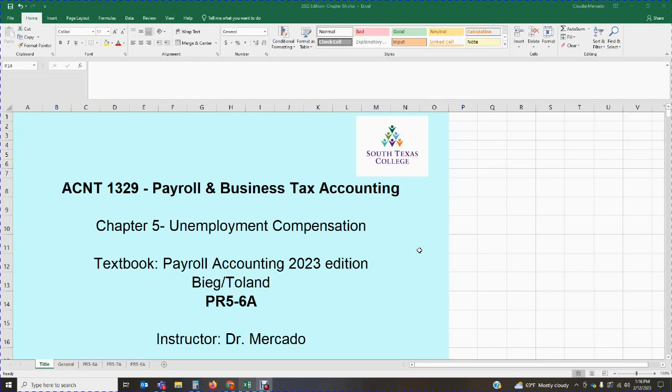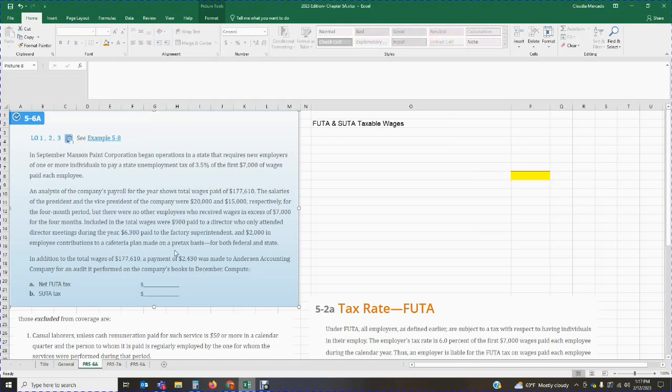So this is Payroll Accounting 2023 edition, and in this particular lecture, we are going to be covering problem 5.6a. So let's jump over to the problem. Problem 5.6a reads as follows. In September, Manson Paint Corporation began operations in a state that requires new employers of one or more individuals to pay state unemployment tax of 3.5% of the first $7,000 of wages paid to each employee.